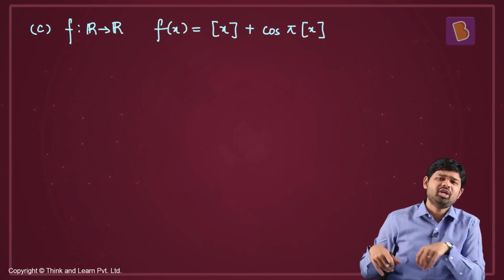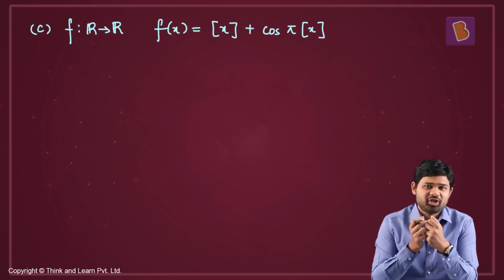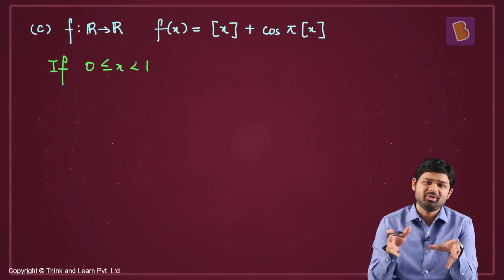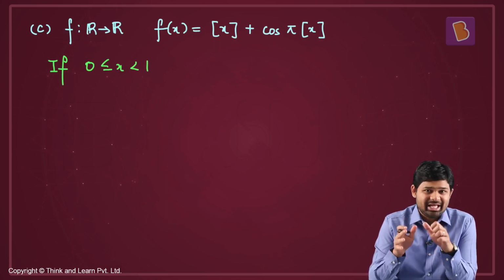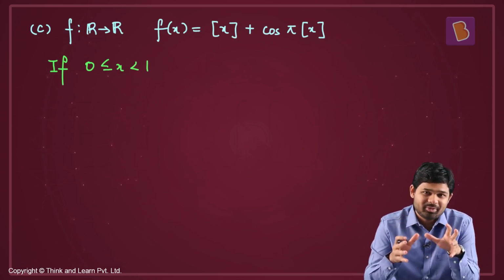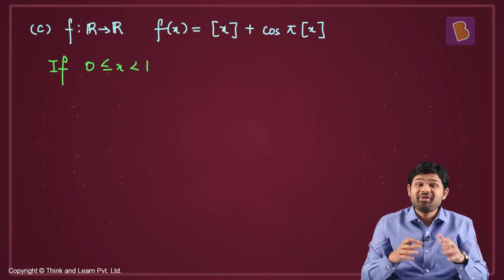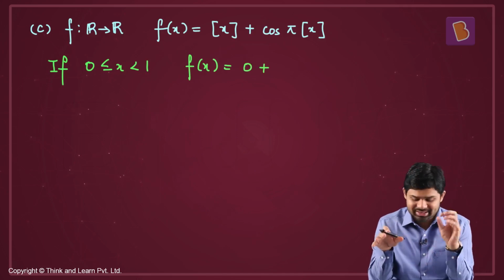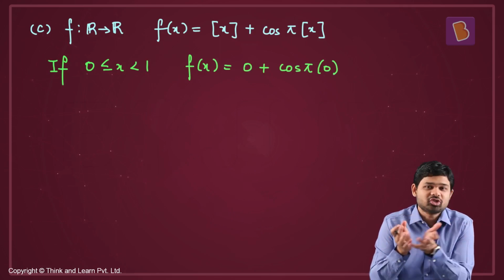So let's break the domain into a lot of subdomains and see what happens there, because there is a greatest integer function. Let's take the easiest subdomain, which is going to be x lying between 0 and 1. x is greater than or equal to 0, but x is less than 1. What happens in this subdomain? The greatest integer of x is always going to be equal to 0. So now my function definition in this subdomain is going to be 0 plus cos of pi times 0. Correct? Because greatest integer of x is going to be 0.